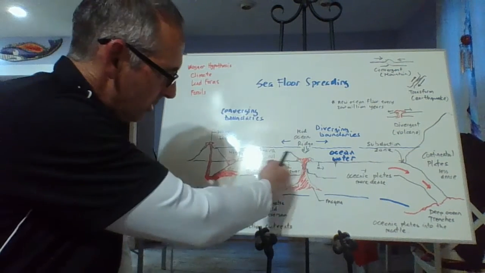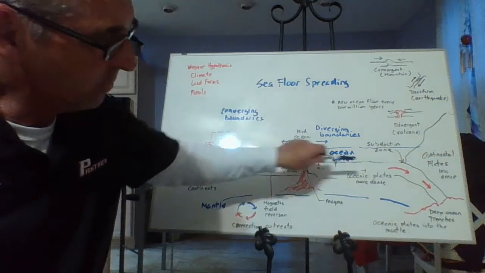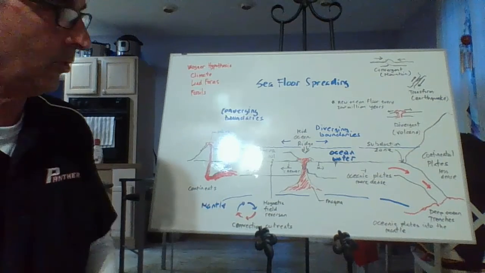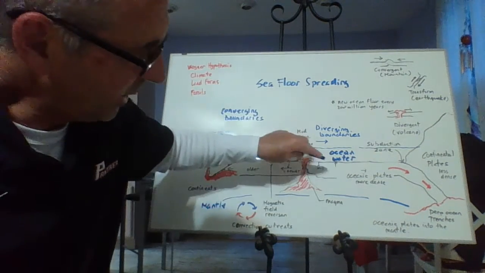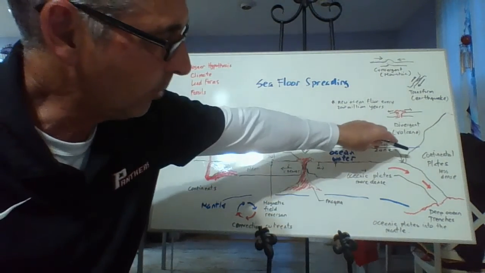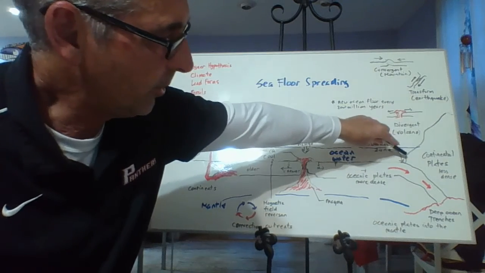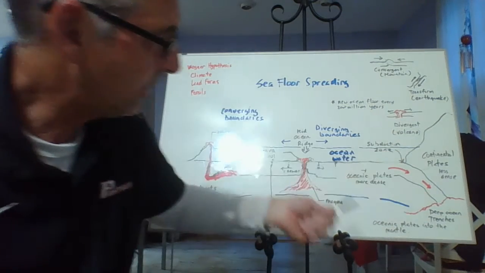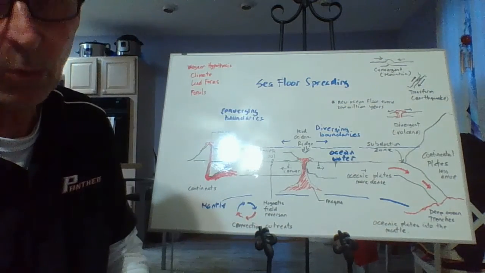Okay, so this is moving this way, and then this is moving this way. Okay, so a couple things. First off, when this oceanic plate meets a continental plate, the continental plate is less dense than the oceanic plate, because the oceanic plate is more dense.